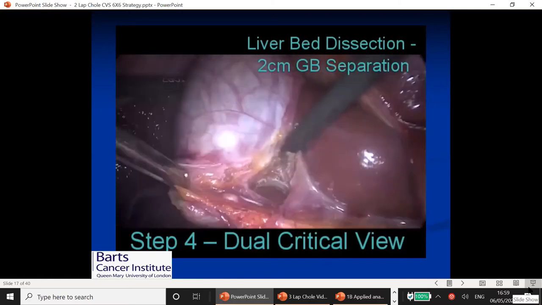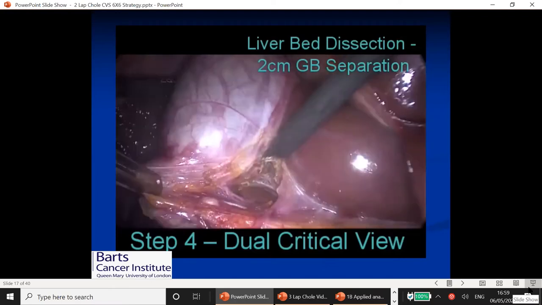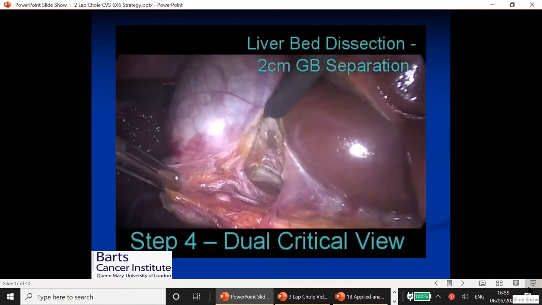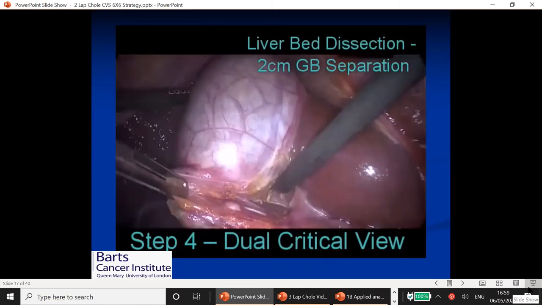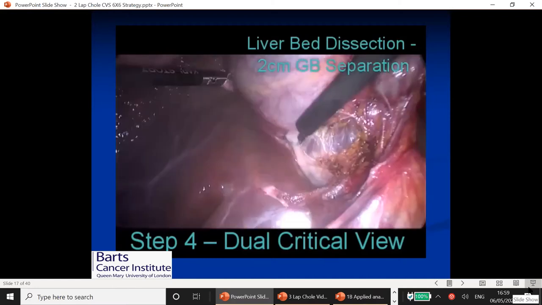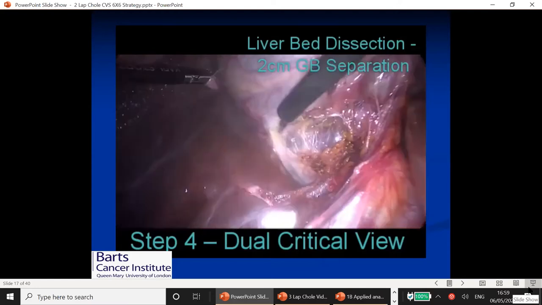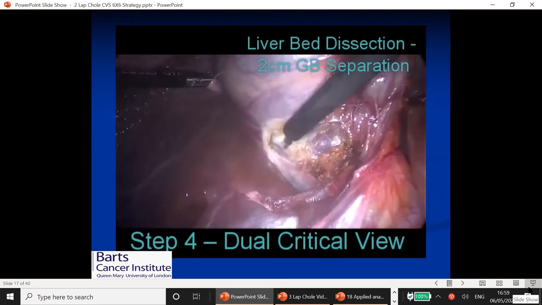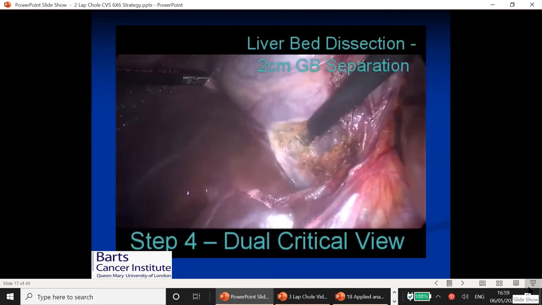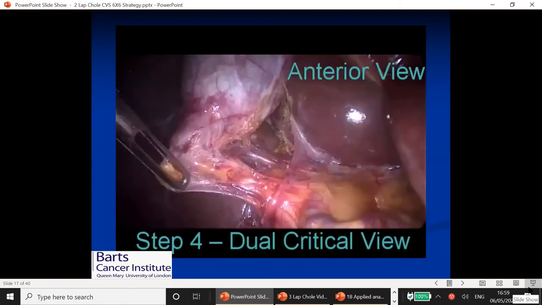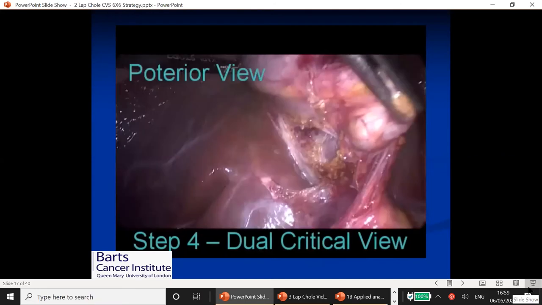So now we are separating the gallbladder from the liver bed. Always use the hook diathermy after doing a bit of blunt dissection and tissue separation. That way you'll have little contact of the hook with underlying tissue. You start to separate the gallbladder. Don't be tempted to clip and cut the ducts.